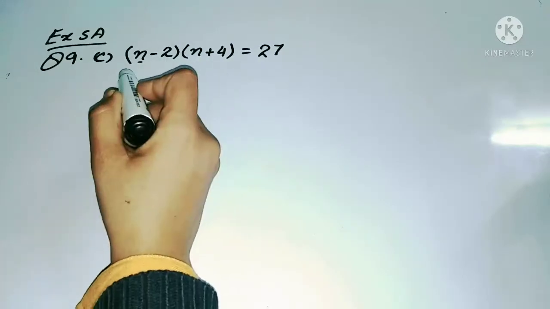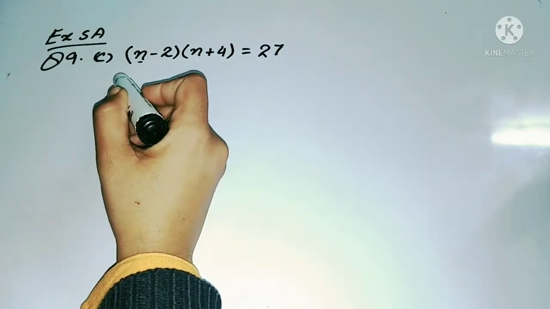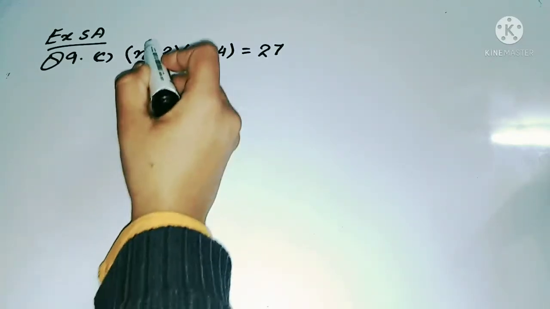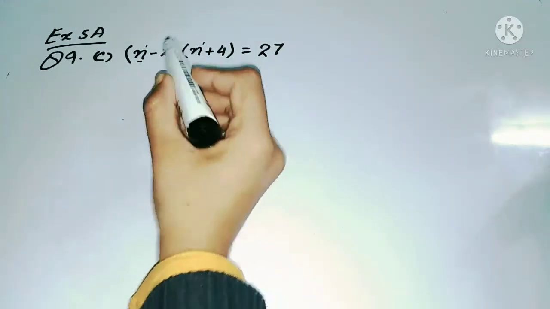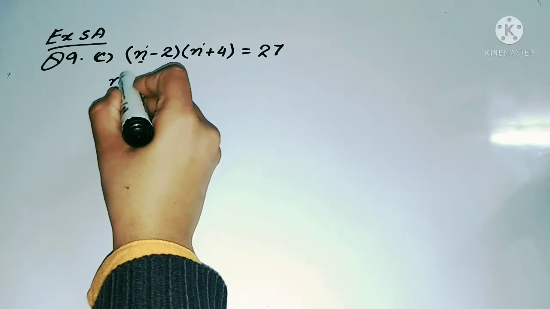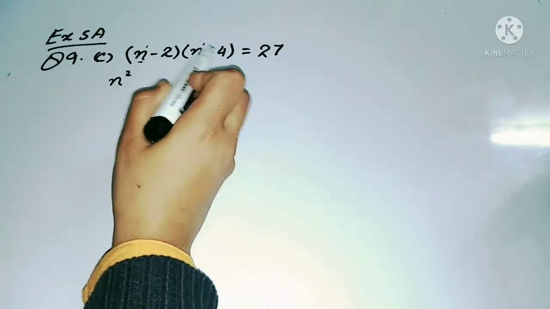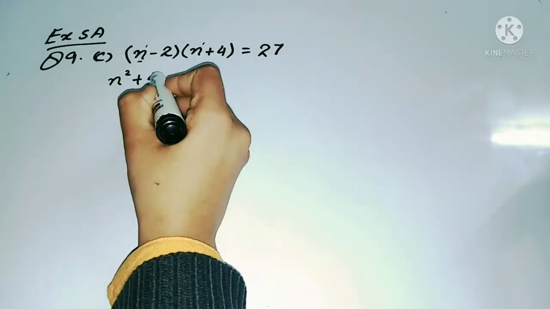So n times n is n square. You know that whenever you multiply the same variables, their powers will add. So here the power is 1 and here the power is 1. So when you multiply n with n, you will get n square. Alright, when you multiply n with 4, you will get 4n.